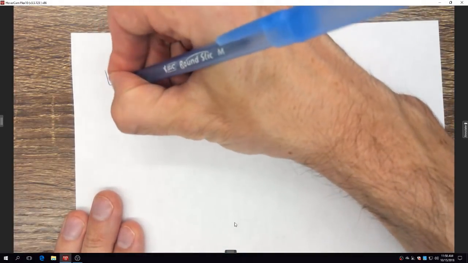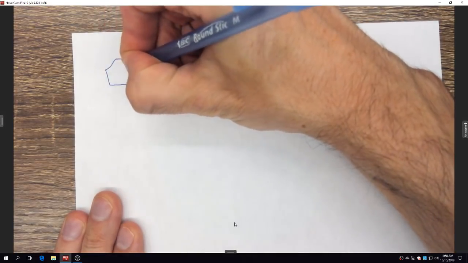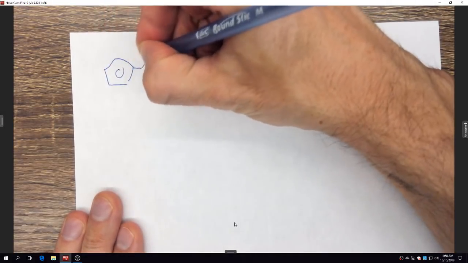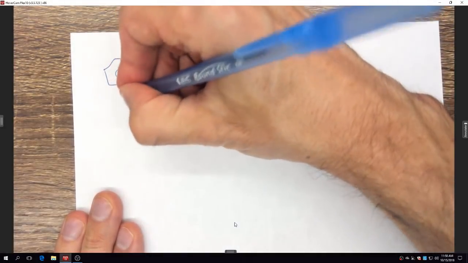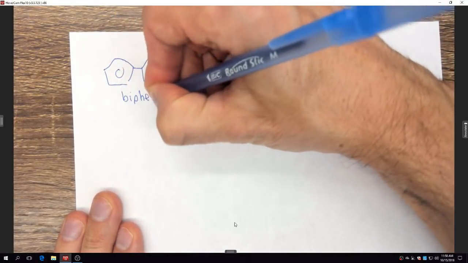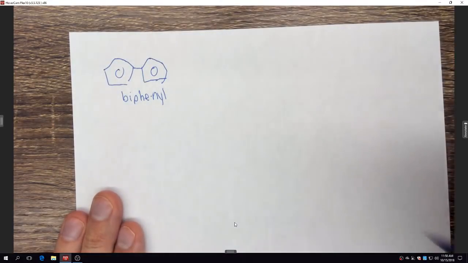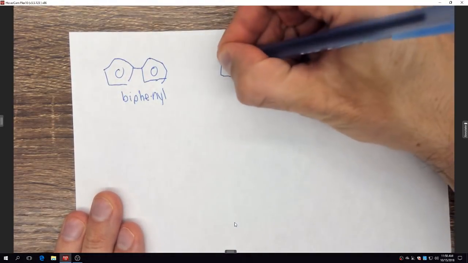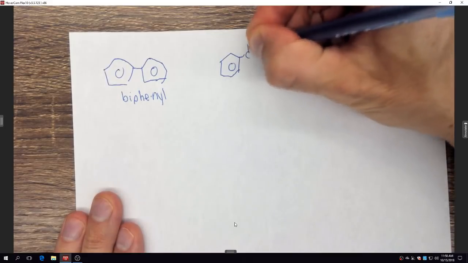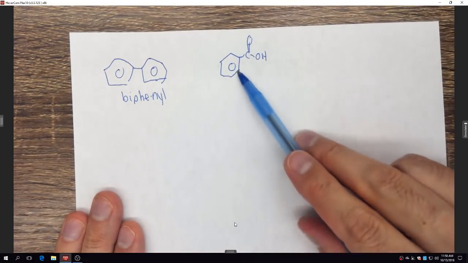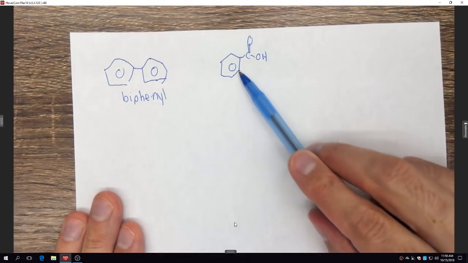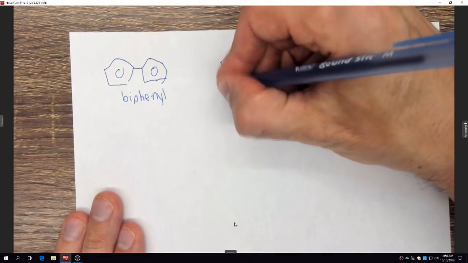We're going to again separate out biphenyl. Same molecule, it's neutral. This time, instead of using salicylic acid, we're going to use benzoic acid. The only difference between salicylic acid and benzoic acid is there's no phenol OH here. So this is benzoic acid.